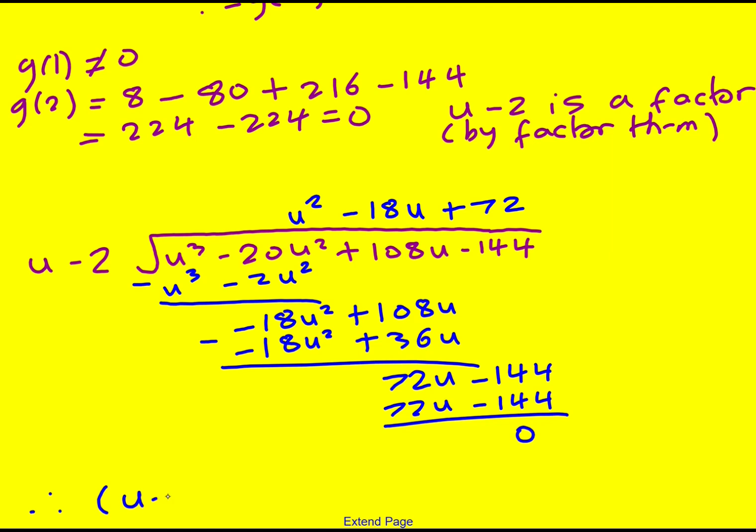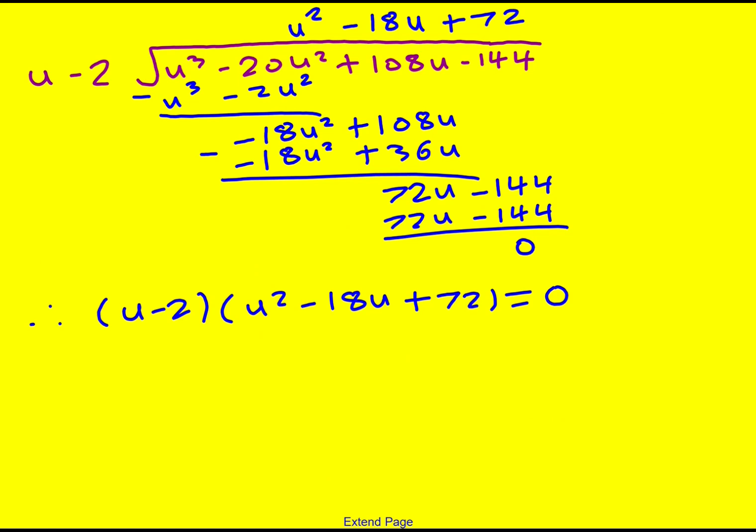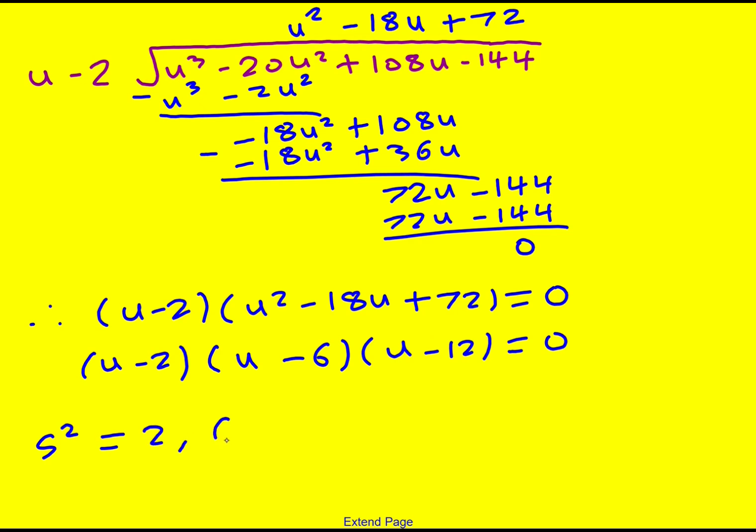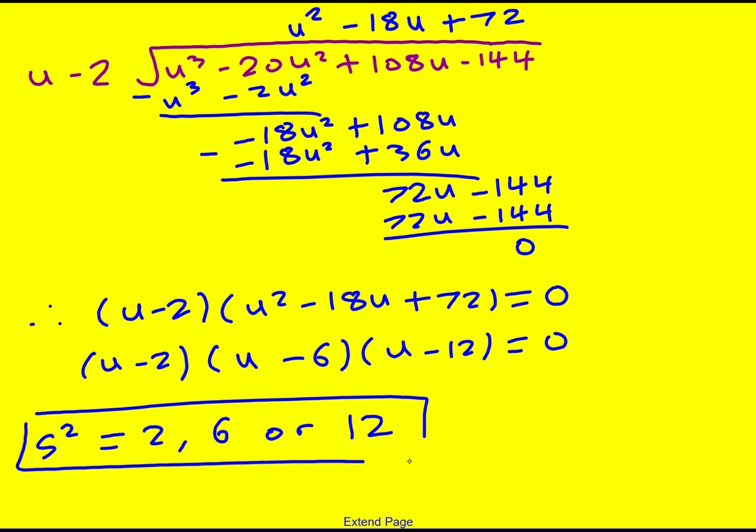So therefore, (u minus 2) multiplied by (u squared minus 18u plus 72) is going to equal 0. And the other factors were 6 and 12. Sorry, the other numbers I could have put in, like the solutions, are going to be 6 and 12. So (u minus 6)(u minus 12) equals 0. S squared is 2, 6, or 12. Nice.